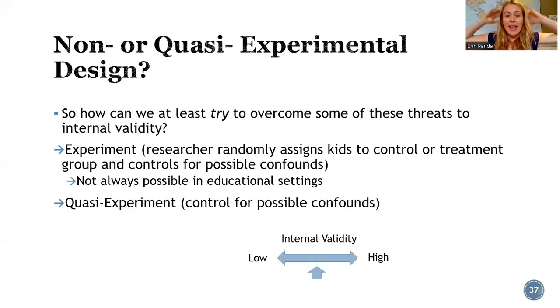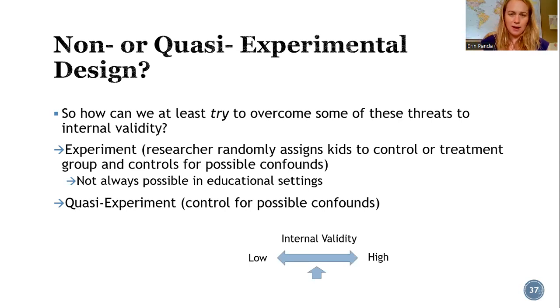So how can we do better? How can we at least control for some of these threats? Well, in an ideal world, we would do an experiment where we, as the researcher, would randomly assign kids to the different groups, control for all possible confounds, and measure reading scores at the beginning and end of the intervention, because this would allow us to really be confident that any improvement that we see in our intervention group is really due to the intervention. So this would be how we would do an experiment, and we'll be learning more about that in the next few weeks.